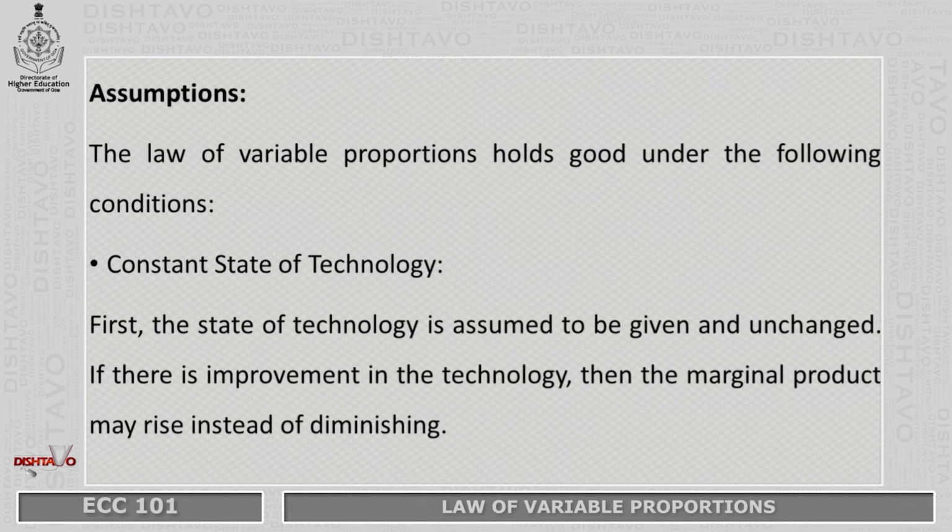Before going to the law of variable proportions, we make some assumptions, which are as follows. The first assumption is a constant state of technology. The state of technology is assumed to be given and unchanged. If there is an improvement in the technology, then the marginal product may rise instead of diminishing.